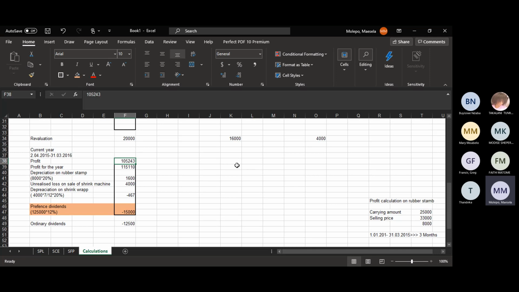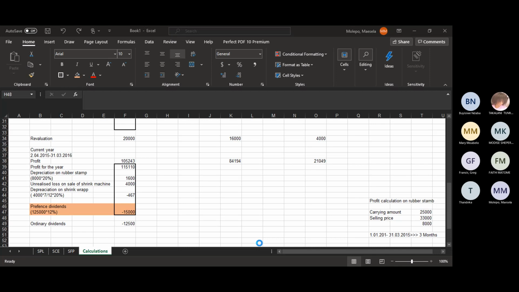Now, the 105,243 by 80% will give us 84,194, and then it will give us the 21,049. I want to check something with Greg. Greg. I don't know if he's listening or not. Greg. Okay, seems like he's not listening.